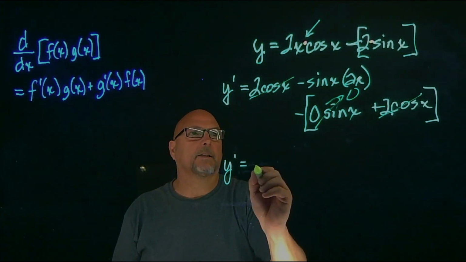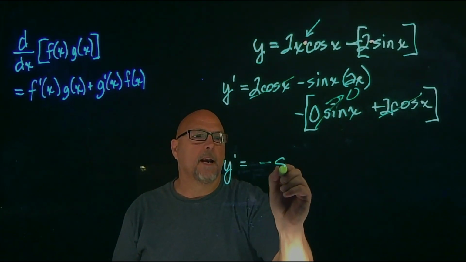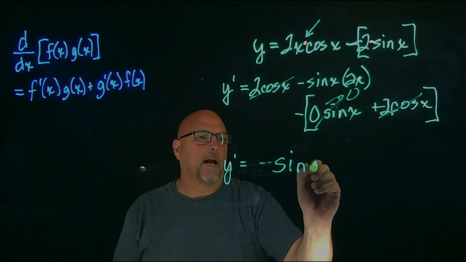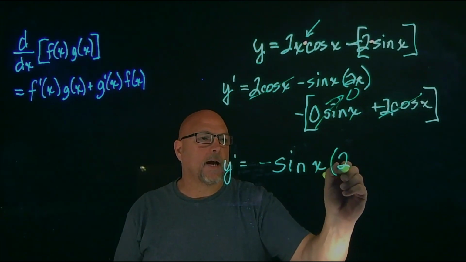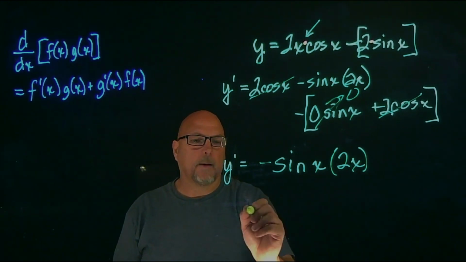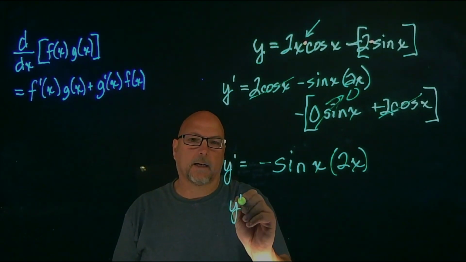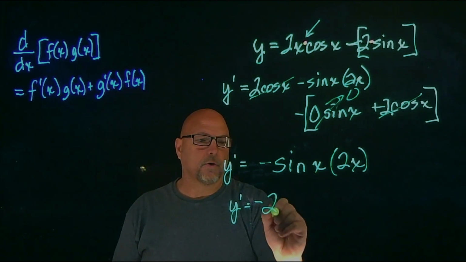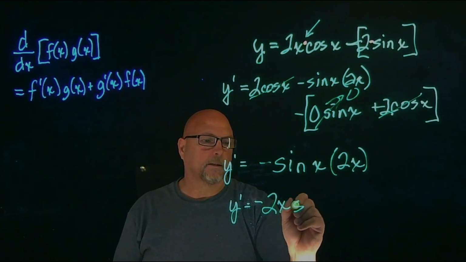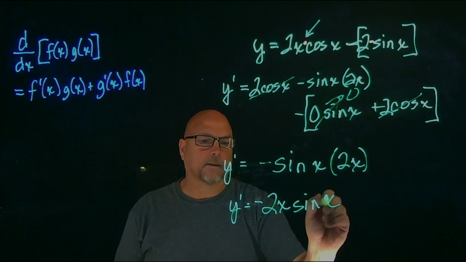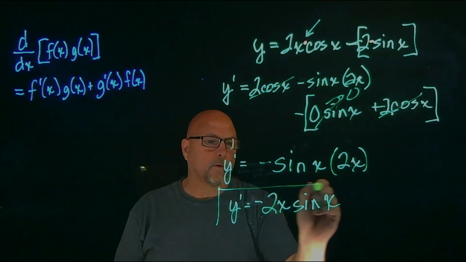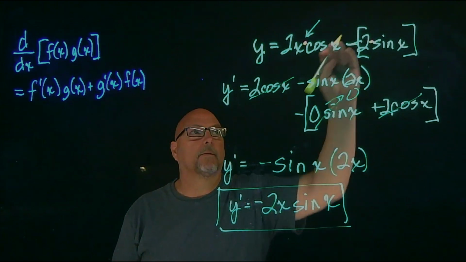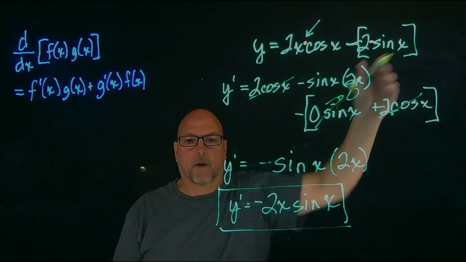So the last thing that's remaining is negative sine of x times 2x. But we'd probably clean that up and say that is equivalent to negative 2x sine x. So that would give you your final answer for what is the derivative of this expression up here.